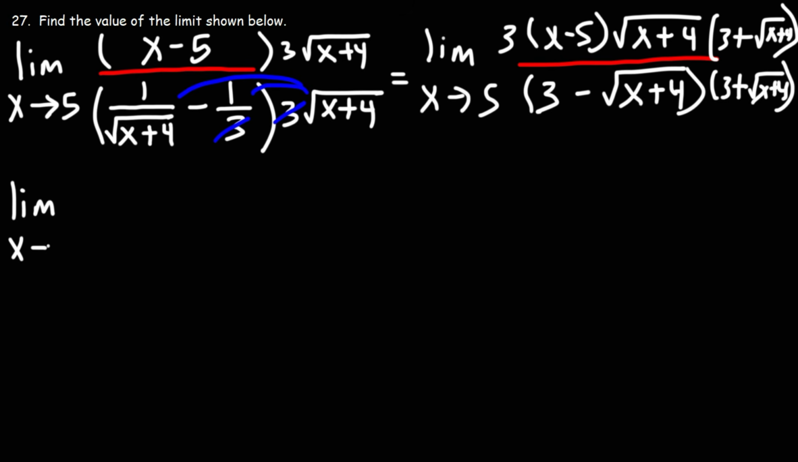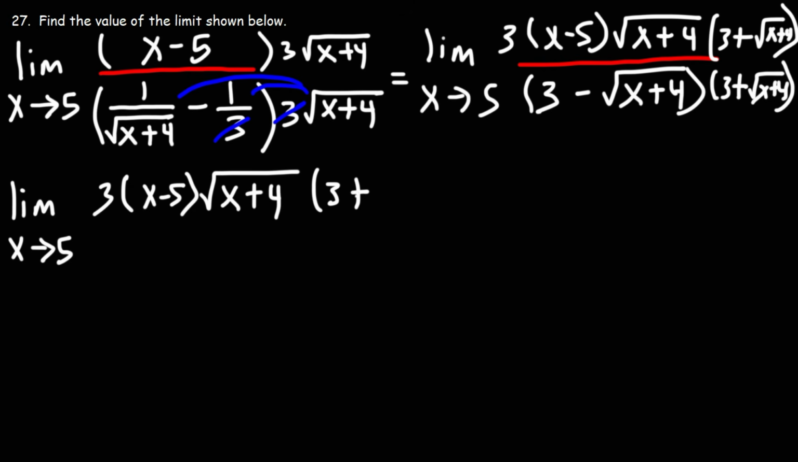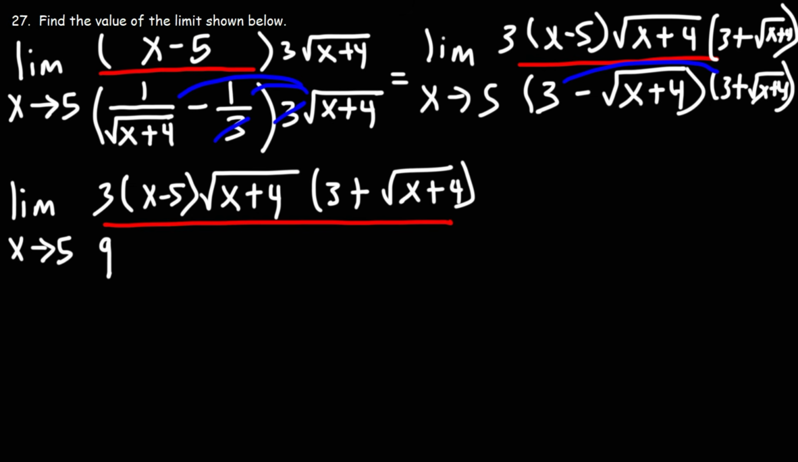So now we'll have the limit as x approaches 5. Everything in the numerator, we can just rewrite it. 3 times x minus 5 times the square root of x plus 4 times 3 plus the square root of x plus 4. On the bottom, we have 3 times 3. That's going to be 9. And then we have 3 times root x plus 4.